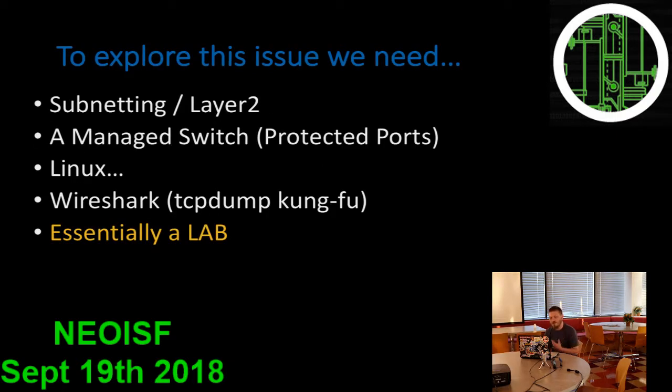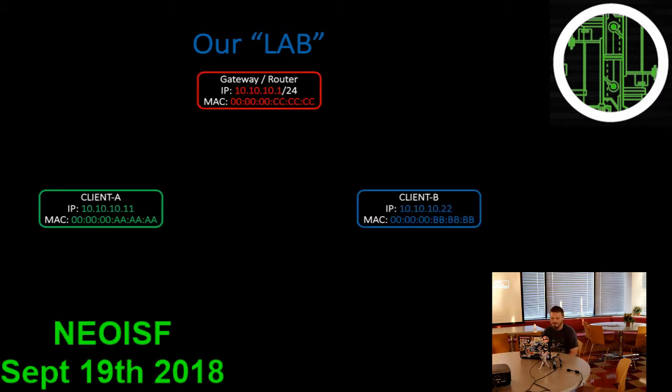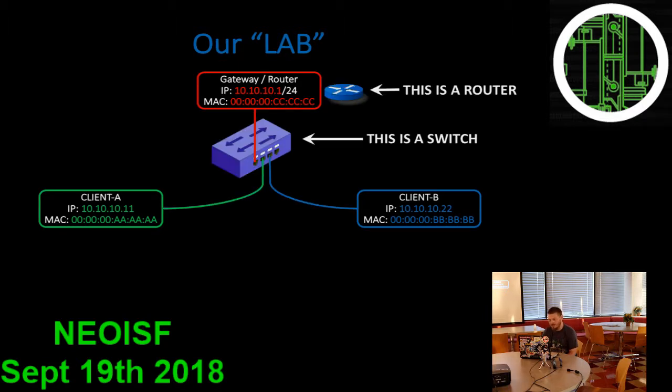So to explore this issue, right, we got to know a few things first, okay? So we got to know a little bit about subnetting and layer 2, right? We need to know and understand what a managed switch is, more importantly, what protected ports are on a managed switch. We need to know a little bit about Linux, Wireshark. So basically, essentially, we're building a lab, right? So our lab's going to be very simplistic, okay? We'll have two clients. We have client A, client B, and then we'll have a router, right? To make it simple, we're going to color them, okay? So client A is green, client B is blue, and the router's going to be red. Also, we'll need a switch and the router, right? Those are the symbols. I didn't actually know that for a while. So this is our lab, right? The most simplistic, basic lab you can possibly have, okay?